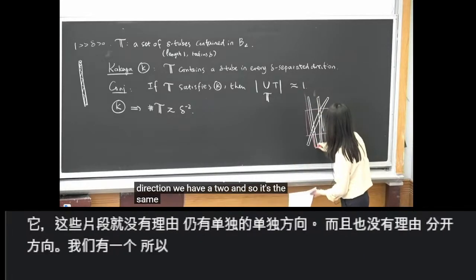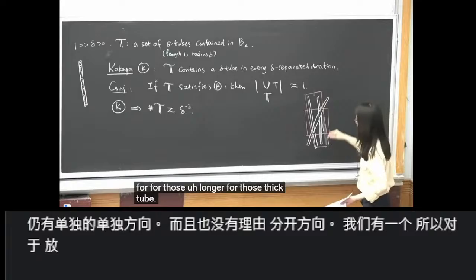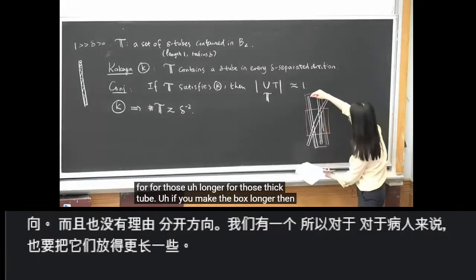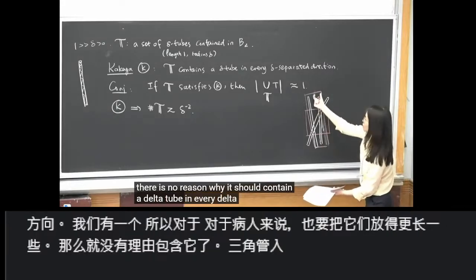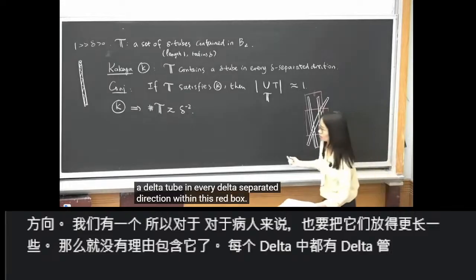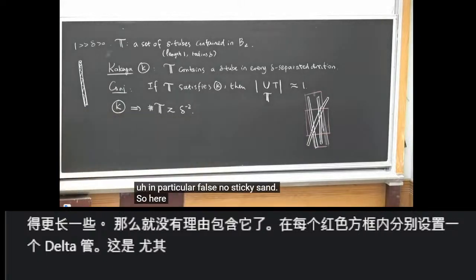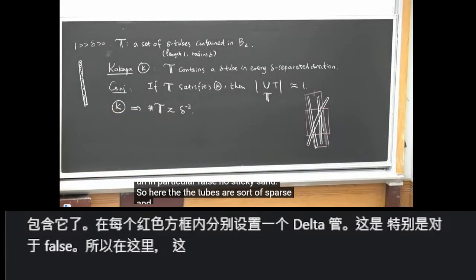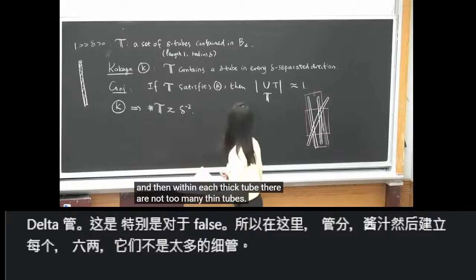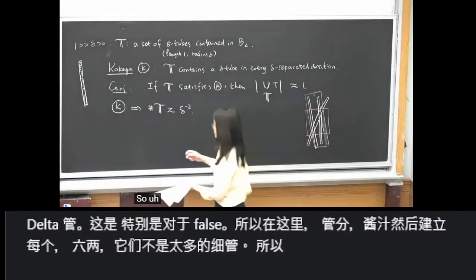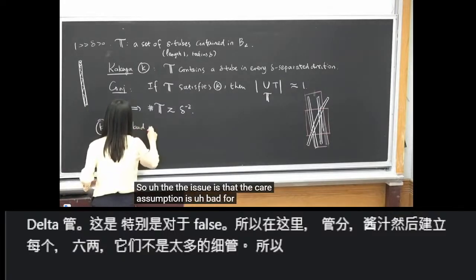And it's the same issue for those thick tubes. If we make the box longer, then there is no reason why it should contain a delta tube in every delta separated direction within this red box. This is in particular false for non-sticky sets. Here the tubes are sparse, and within each thick tube there are not too many thin tubes. So the issue is that the Kakeya assumption is bad for induction.